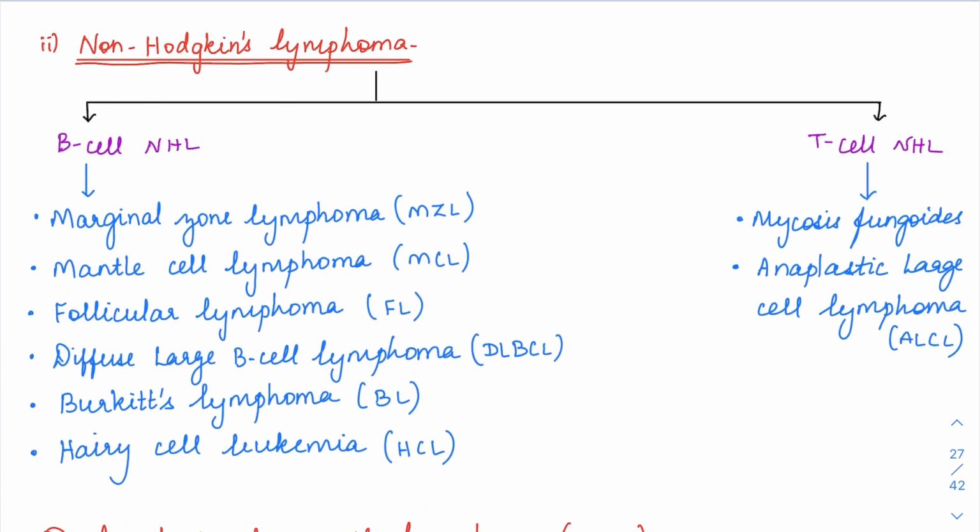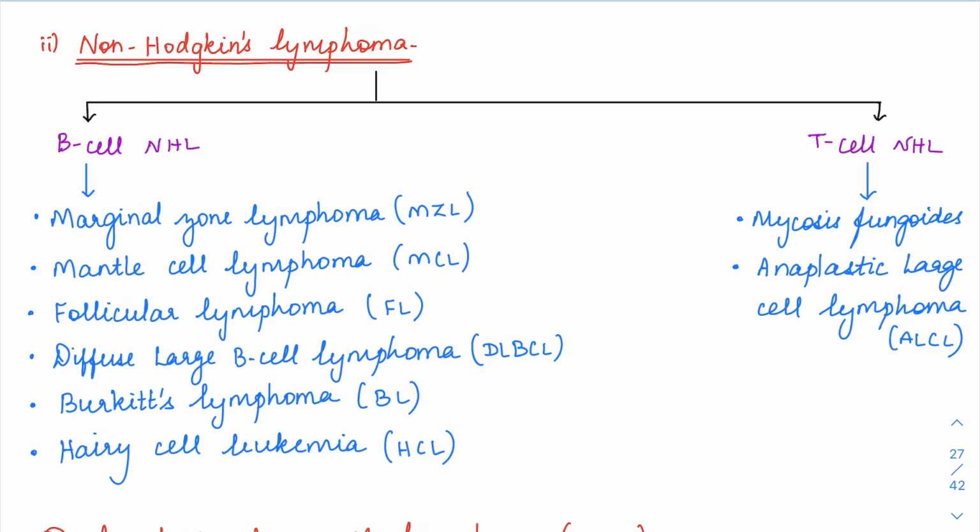Now we'll move on to non-Hodgkin's lymphoma. So non-Hodgkin's lymphoma can either be a B cell type of non-Hodgkin's lymphoma or a T cell type of lymphoma. Under B cell type, we are going to have various lymphomas depending upon the site of the B cell from which it arises. So in the lymph node, we have the cortex, paracortex.